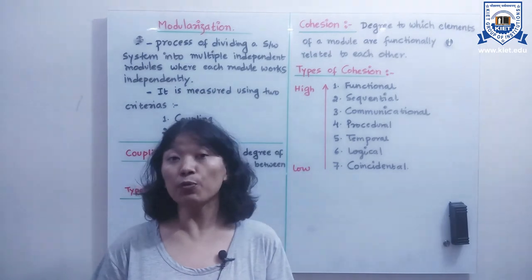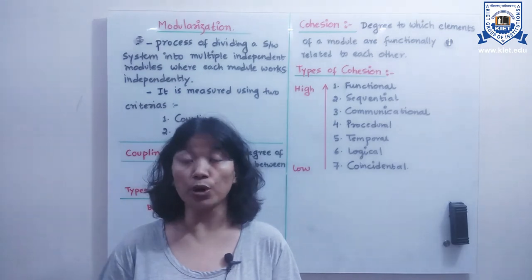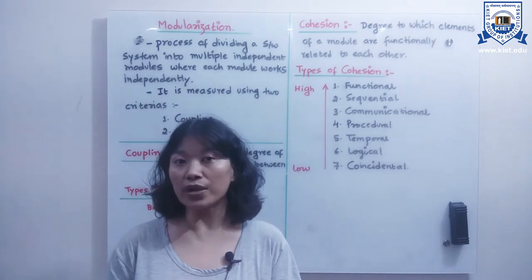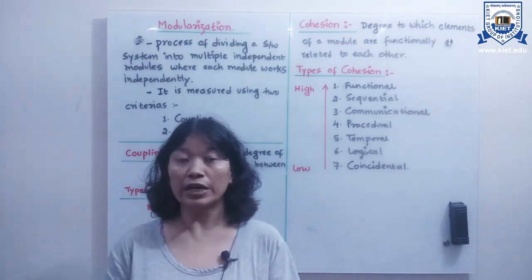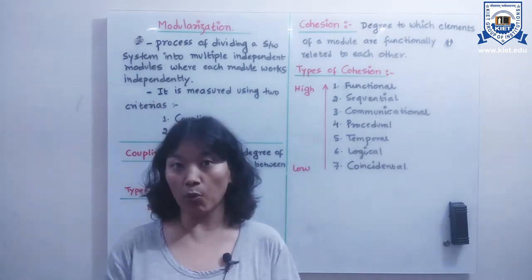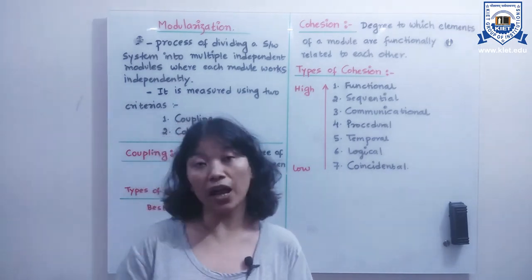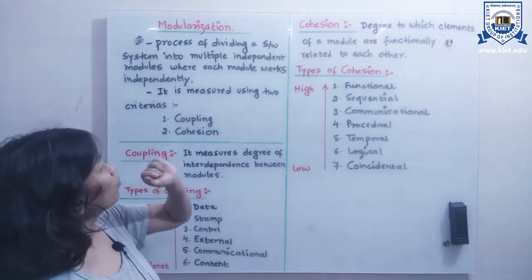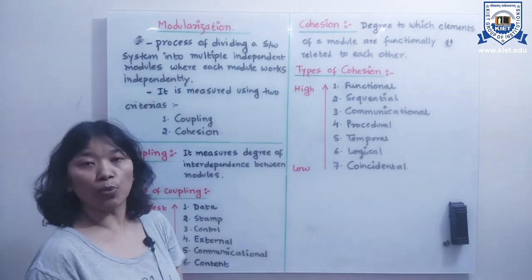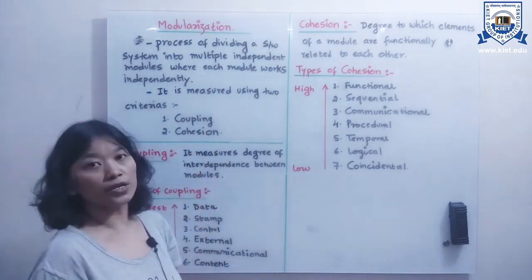Today I will cover one of the most important concepts in software design, and that concept is called modularization. As the name itself says, modularization is the process of dividing any software system into multiple independent modules where each module can work independently. As you can see in the definition of modularization, it is measured using two important criteria. One criterion is coupling, another criterion is cohesion.